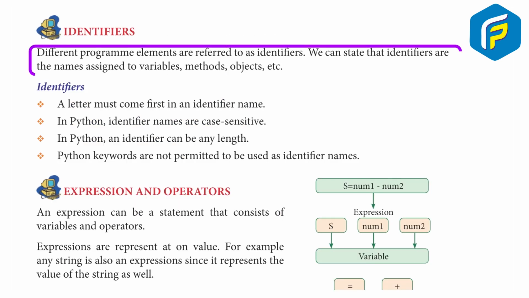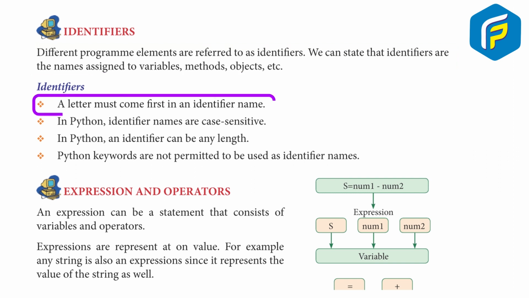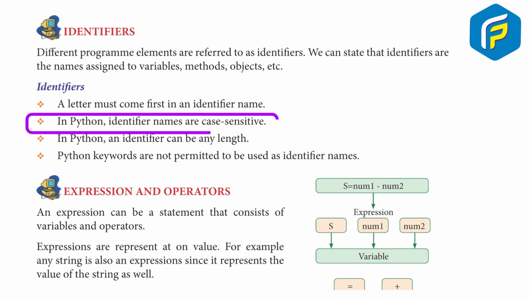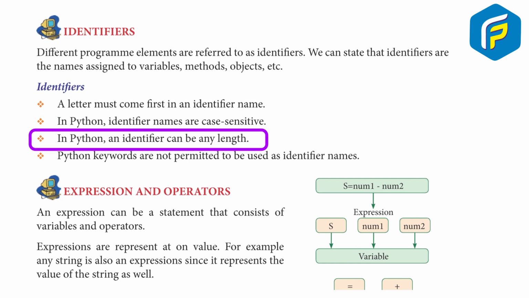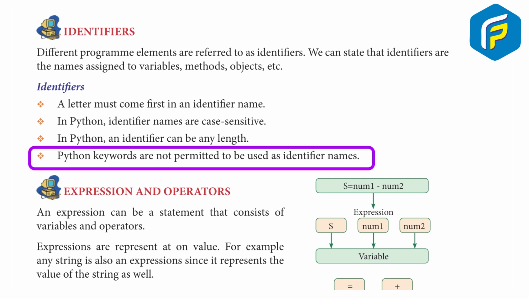Identifiers. Different program elements are referred to as identifiers. We can state that identifiers are the names assigned to variables, methods, objects, etc. A letter must come first in an identifier name. In Python, identifier names are case sensitive. In Python, an identifier can be any length. Python keywords are not permitted to be used as identifier names.